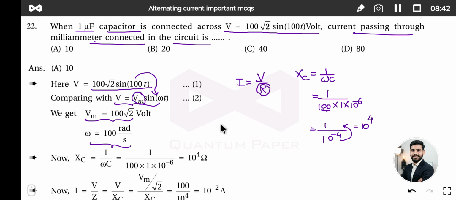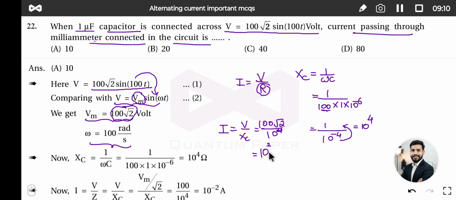Now if you apply the formula, I is equal to V upon Xc. V is given as 100 root 2, which is the peak value of the voltage. So we apply 100 root 2 divided by 10 raised to plus 4. 100 means 10 raised to 2 into root 2 as it is. If we take 10 raised to 4 in the numerator, it becomes 10 raised to minus 4. So the answer will be root 2 into 10 raised to plus 2 minus 4, which becomes minus 2. But this is the peak value of the current.